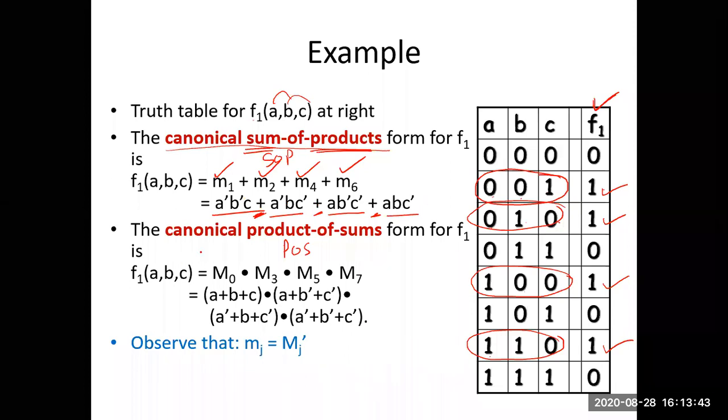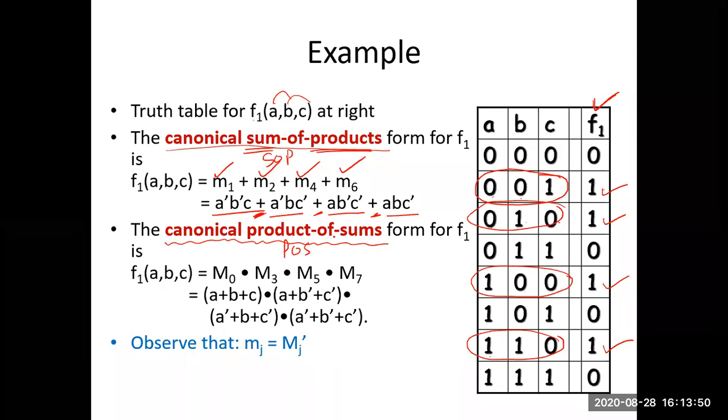And for the second one, let's take the example of the canonical product of sum. Whenever you need to write your expression in the form of product of sum or product of maxterms, you basically need to find the location of zeros.